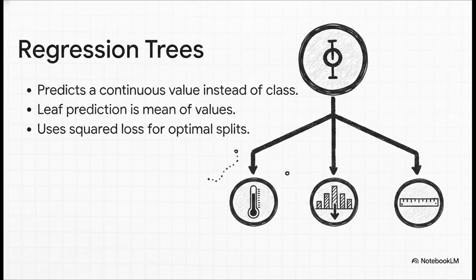Now, I want to briefly pivot here. Everything we just discussed applies to classification, like predicting ski or no ski. But decision trees are also fantastic for regression, where we're predicting a continuous number, like the exact temperature at a ski resort. The really cool thing is, the exact same recursive tree growth process applies. The only differences are that the final prediction at the leaf node is the mean average of all its values, rather than a majority vote, and we optimize our splits using squared loss instead of cross-entropy.